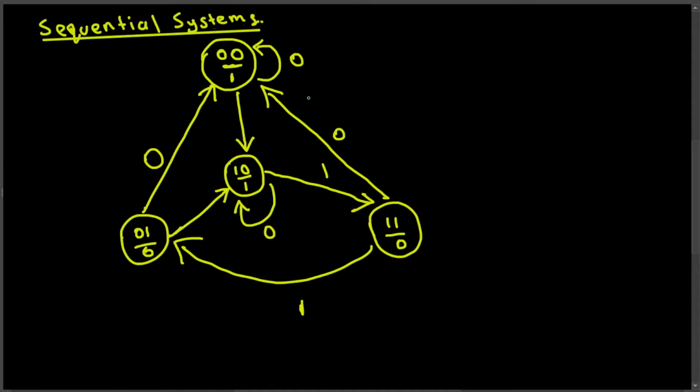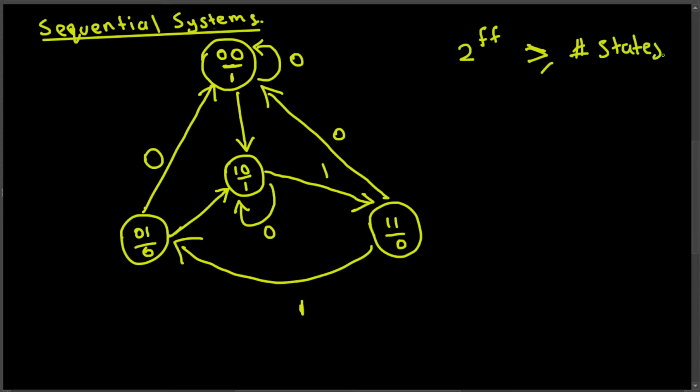Sequential systems. Here we have a state diagram given and we want to design this circuit. Now to design this one, first we have to decide how many flip-flops we are going to use. To look at that, we look at the state numbers. Here we have 4 states. So the number of flip-flops we are going to use is such that 2 power flip-flops should be greater than or equal to the number of states.